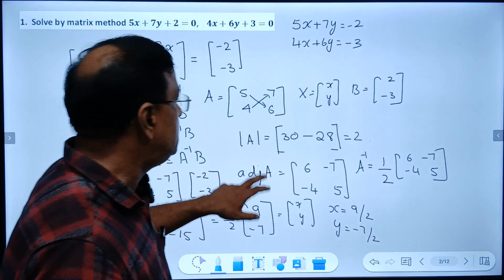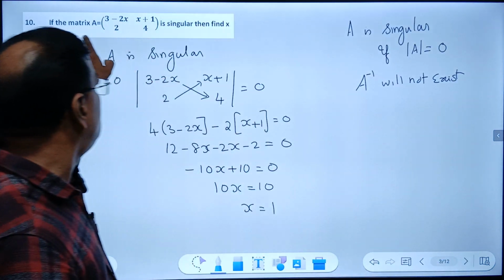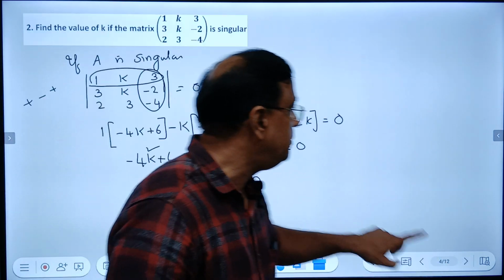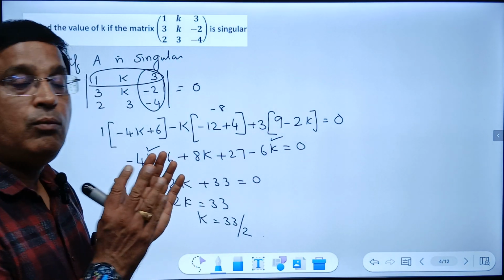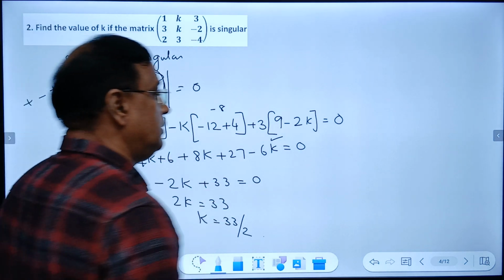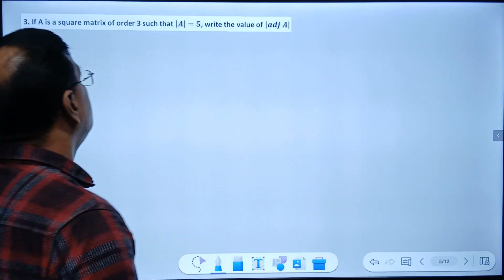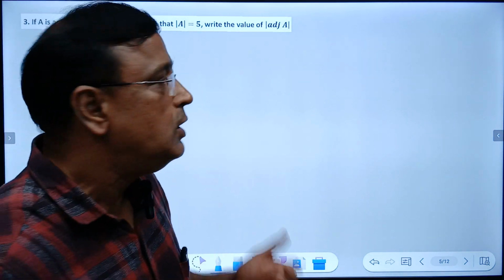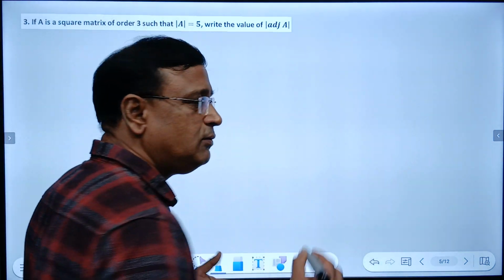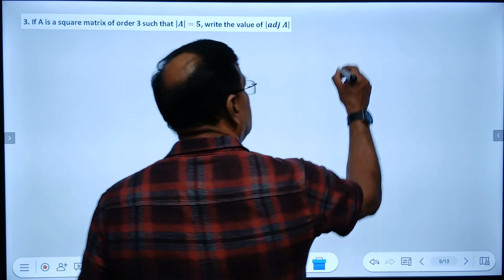I did one problem with 2 by 2, and I did a problem with 3 by 3. So with that, I think all types of questions should be clear as far as what happens when a matrix is singular. Now let's go to the next one. This is a very, very important problem. It has come many times in the board exam. So I'm going to use this formula. The derivation of the formula is not important, so I'm not going into that.